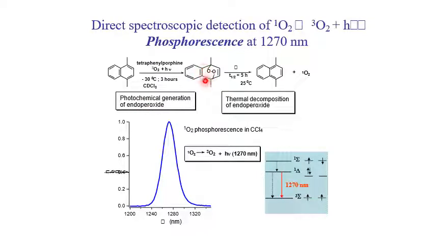This endoperoxide is not a stable molecule, so it will thermally collapse and decompose, with a half-life of 5 hours at 25 degrees Celsius. It will collapse and form the starting material again, and it will form singlet oxygen. So how can you trap singlet oxygen? Using this TPP based photosensitizer, molecular oxygen in the presence of light produces singlet oxygen, which reacts with this kind of molecule and produces this endoperoxide, and when it collapses it produces singlet oxygen.